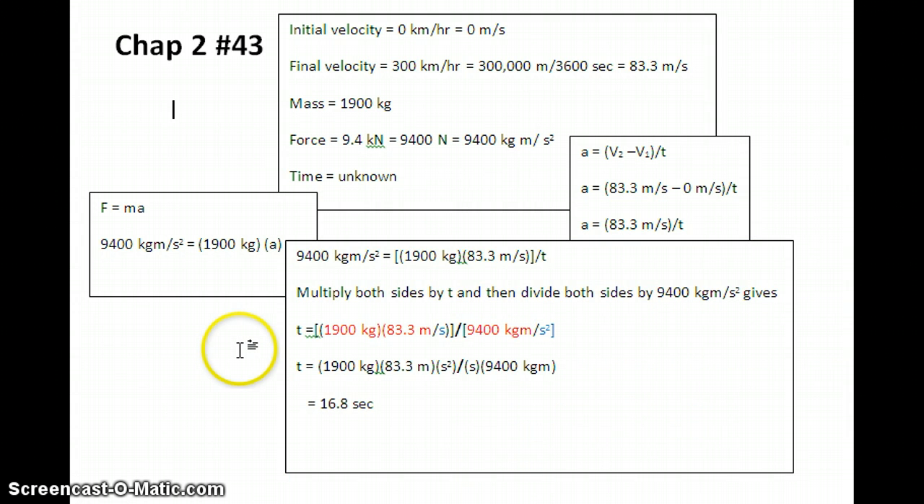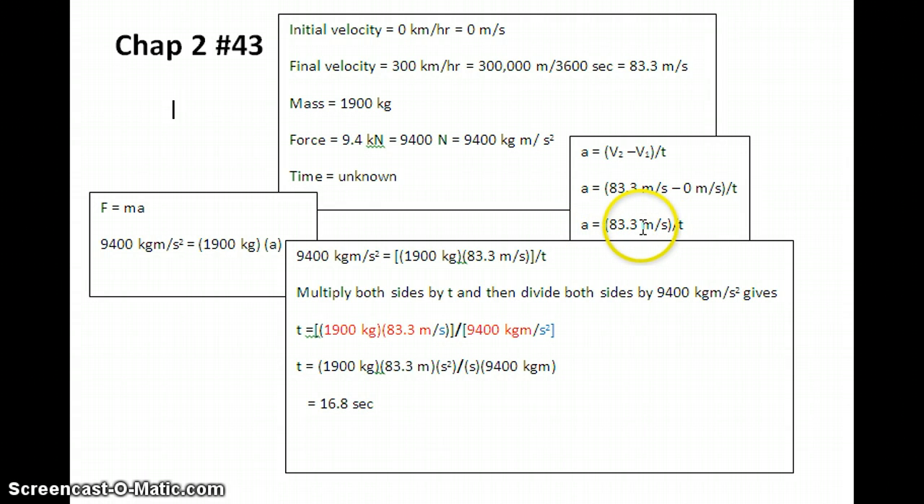Now we're off and running. So I continue with my work using this equation, which is Newton's second law, and just start filling in the blanks. This force is 9,400 kilogram meters per second squared, which I got right here. The mass, I know. The acceleration is this right here, which I took from here. I calculated the acceleration. I know parts of the acceleration.